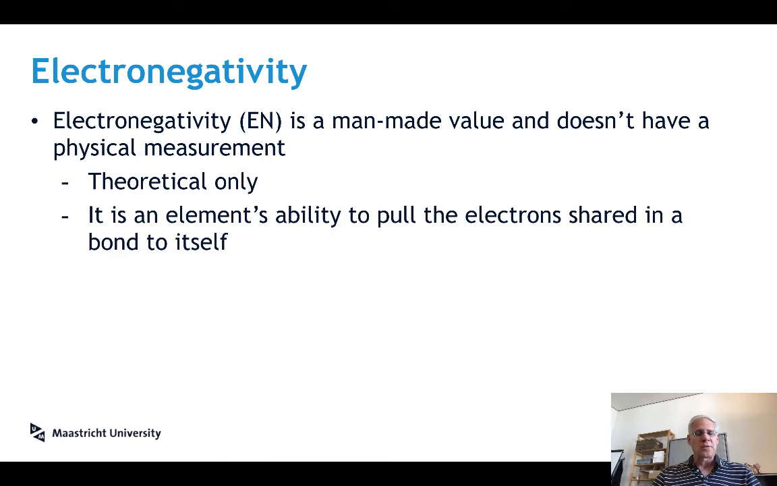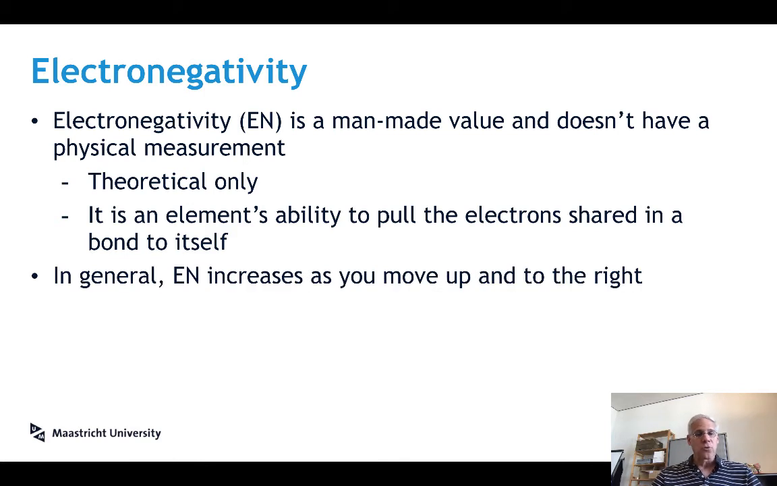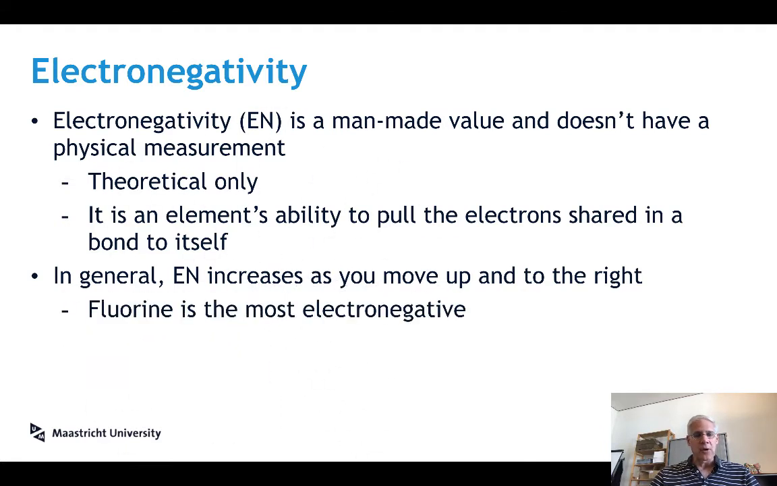But what electronegativity is, it's an element's ability to pull electrons that are shared in a bond towards itself. The more electronegative an atom is, the more time those electrons will spend around the more electronegative atom. So we have some trends in the periodic table, and a good general trend is as you move up the periodic table from the bottom and to the right, electronegativity increases. So the most electronegative atom is fluorine. We don't count the noble gases since they don't form these types of bonds. So fluorine is the most electronegative atom.